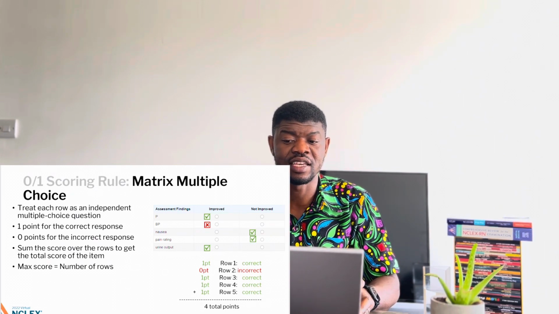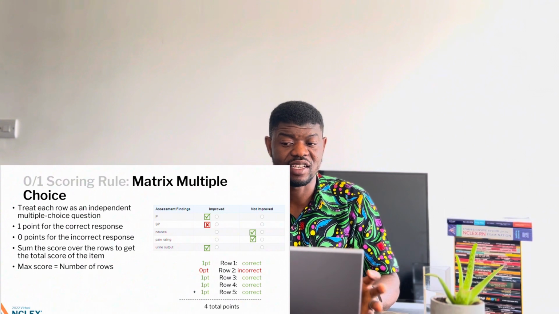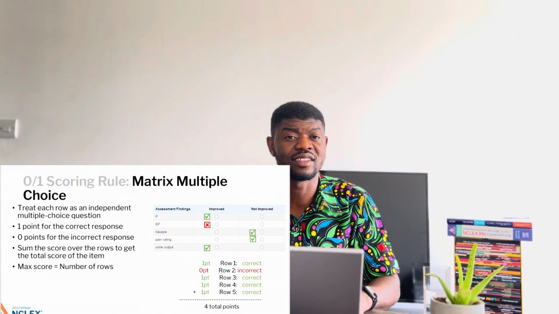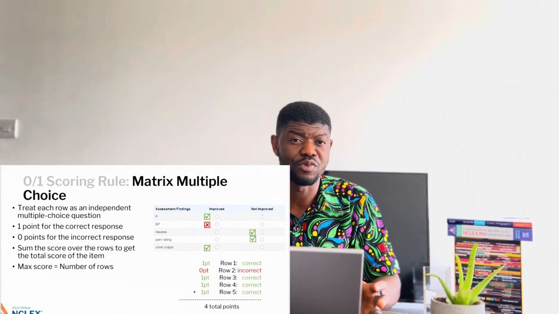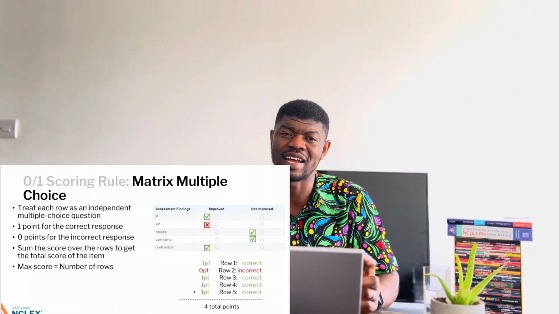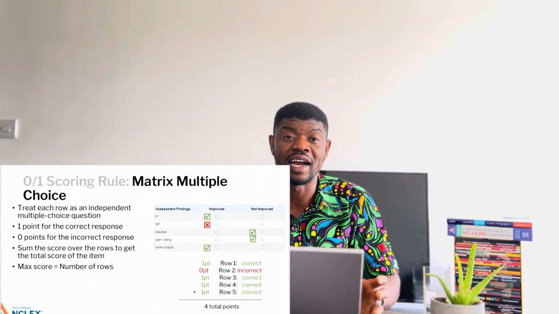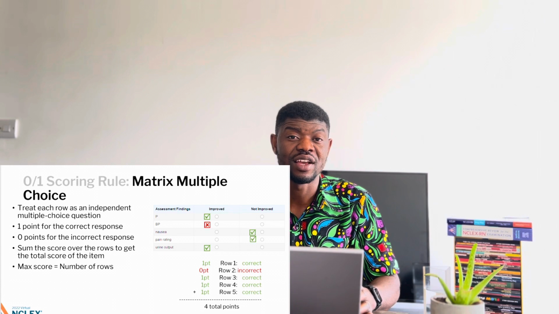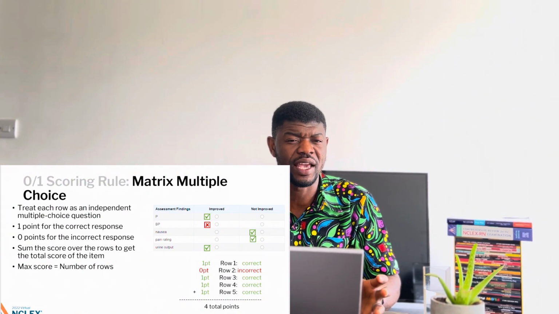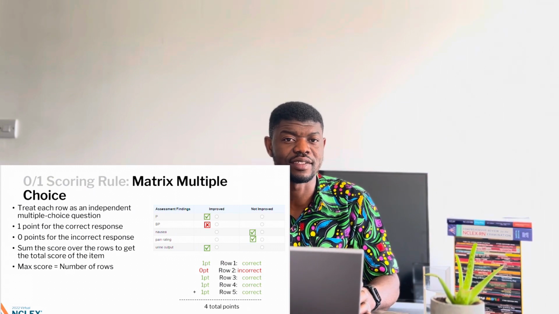Just like you can see on the screen, you've got assessment findings and you're asking whether this has improved or this has not improved. Usually this will be based on a scenario that you've been given earlier, and all you need to do is choose for each section, like the blood pressure. Has that improved or has it not improved? Is the nausea improved or not? Is the pain improved? So you treat each row as a separate question.